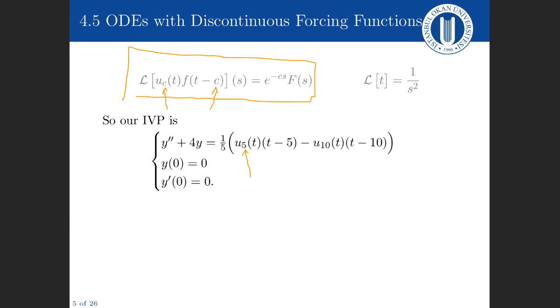We have a unit step function, u5 multiplied by some function with t minus 5, 5 and 5. And then in the second term, we have 10 and 10. So we can use the first formula. And I'll also remind you that the Laplace transform of t is 1 over s squared.